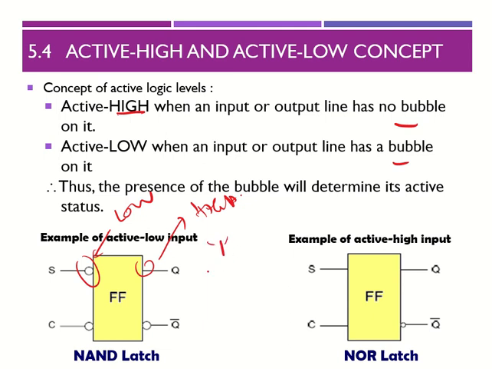So when there is an input of one or an output of one, it will be activated. Or for active low, whenever it is zero, it will be activated. So please take note of this particular situation. This is the active low input of a knowledge, and this is the active high of a knowledge. So just take note of the bubbles.